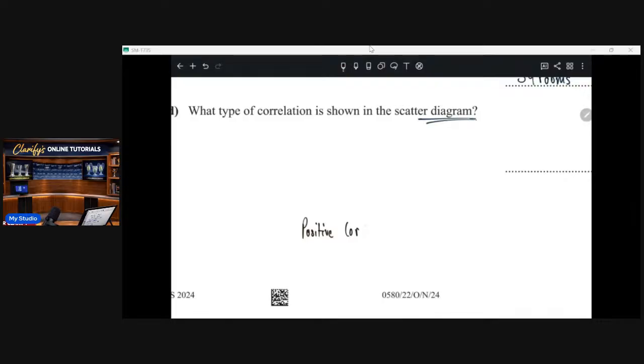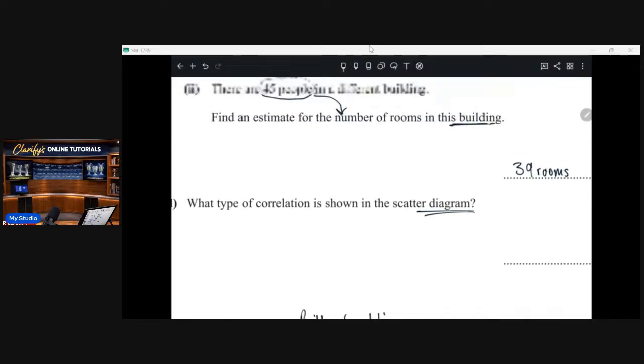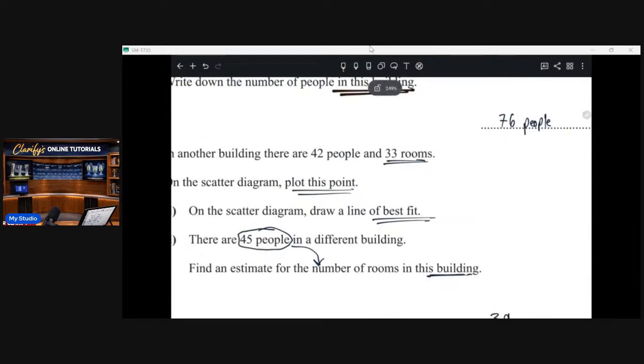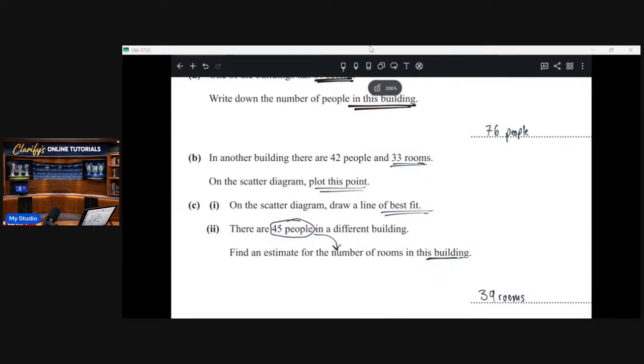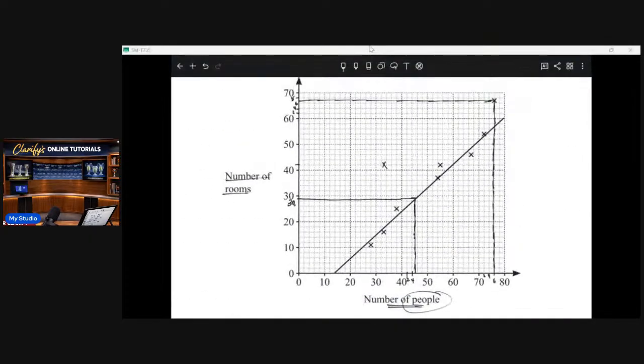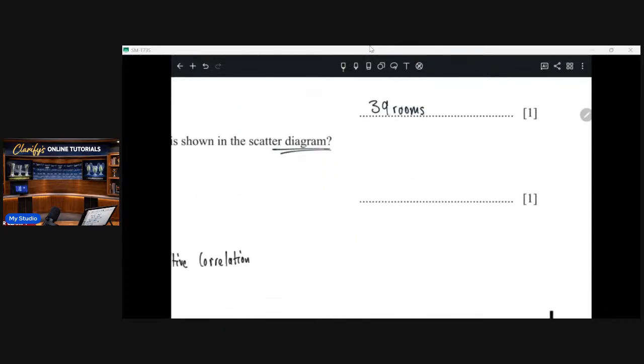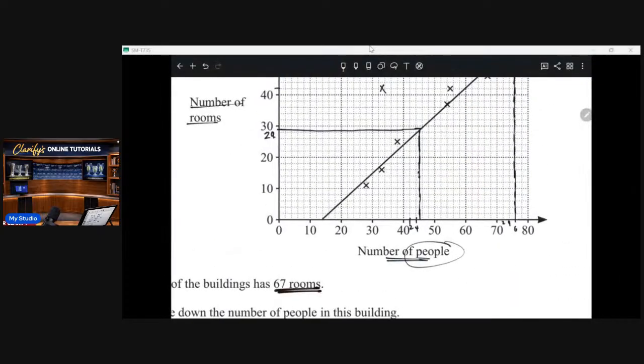Yes, did somebody call my name? Where? Okay. 29. Yeah, 29. This is good. This is 29. So it's 29 rooms. Good. It's 1 less than 30, so it's 29.